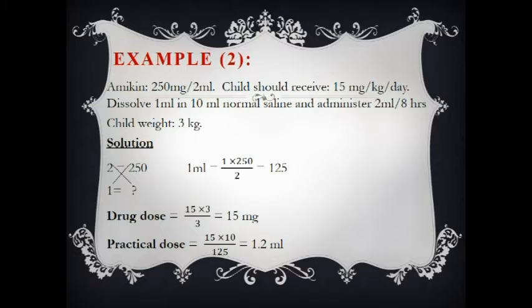The second example is Amikin, 250 mg dissolved in 2 ml. Child should receive 15 mg per kilogram per day. Dissolve 1 ml in 10 ml normal saline and administer 2 ml per 12 hours. Child weight is 3 kilograms. 1 ml equals 1 multiplied by 250 and divided by 2, that will equal 125. Drug dose equals 15 multiplied by 3 and divided by 3, that will equal 15 milligrams. Practical dose is 15 multiplied by 10 and divided by 125, that will equal 1.2 ml.